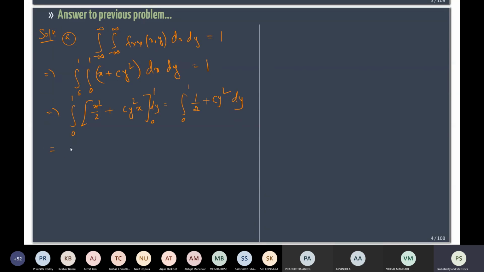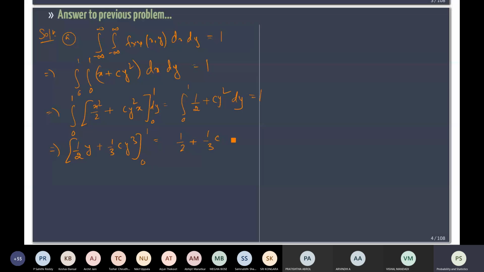All this is equal to 1. So this implies, after integrating, we get half of y, plus c y cubed over 3, from 0 to 1. So this is half plus 1 by 3 times c.